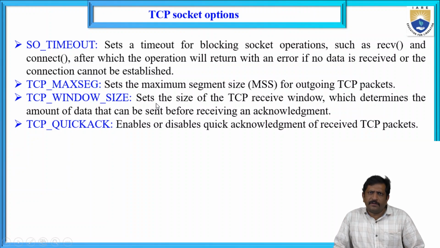TCP window size sets the size of the TCP receiver window, which determines the amount of data that can be sent before receiving an acknowledgement. The TCP quick acknowledgement option enables or disables quick acknowledgement of received TCP packets.